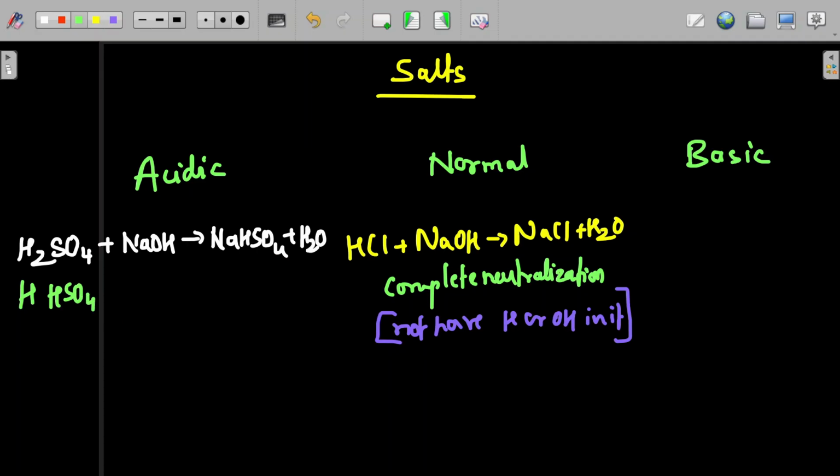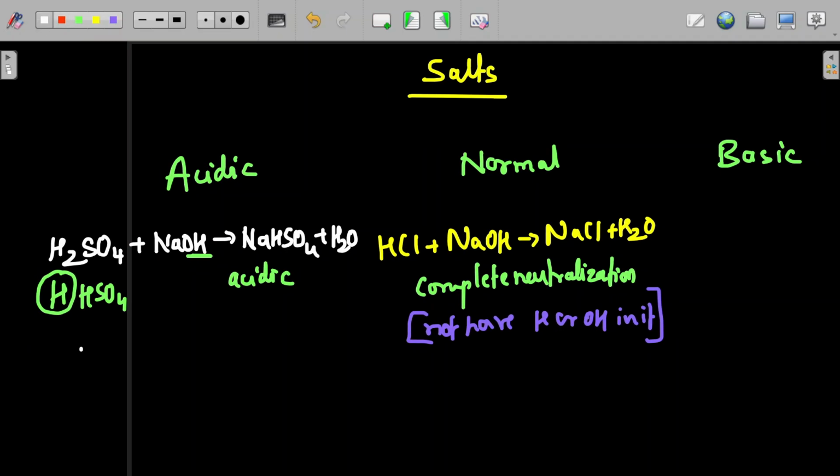This is how I am writing it. So this H is gone with OH of the NaOH, and this Na will combine with HSO4. So we are getting NaHSO4 plus H2O. This is an acidic salt. So how to identify acidic salts? It will have hydrogen in its salt. Similarly, you can say NaHCO3.